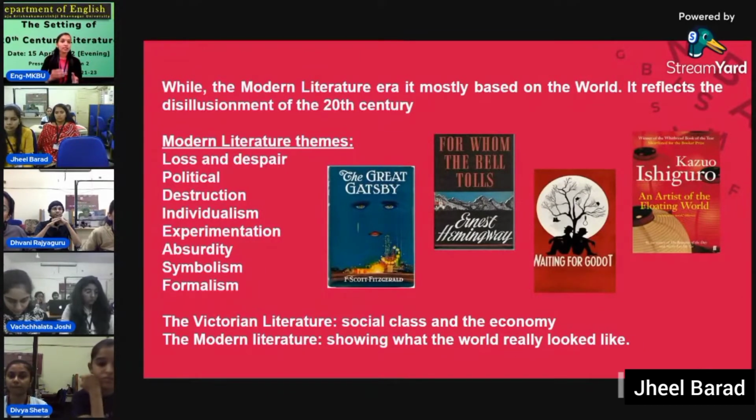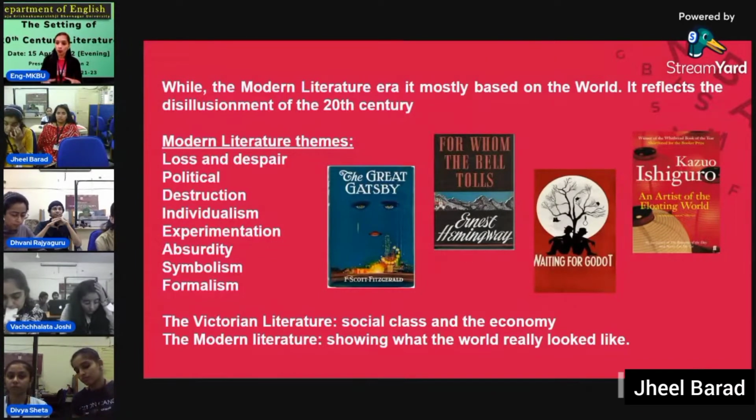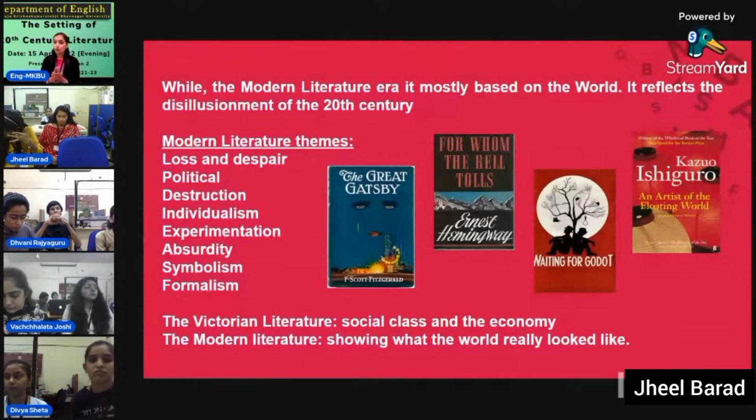It reflects the disillusionment, alienation, everything which was faced or felt by the world during the time of World War. The themes are loss and despair, political destruction, individualism, experimentation, absurdity, symbolism, and formalism, which we have seen in the novels which we have discussed.